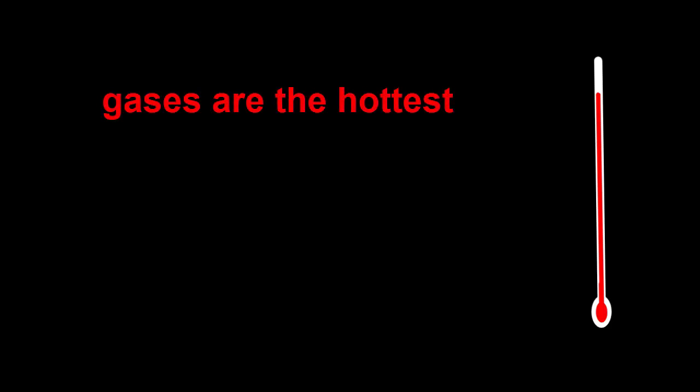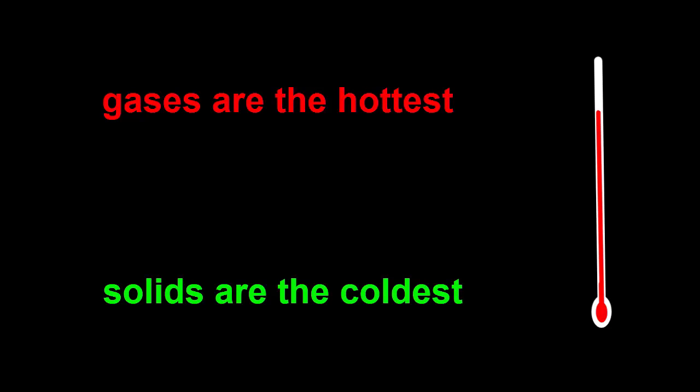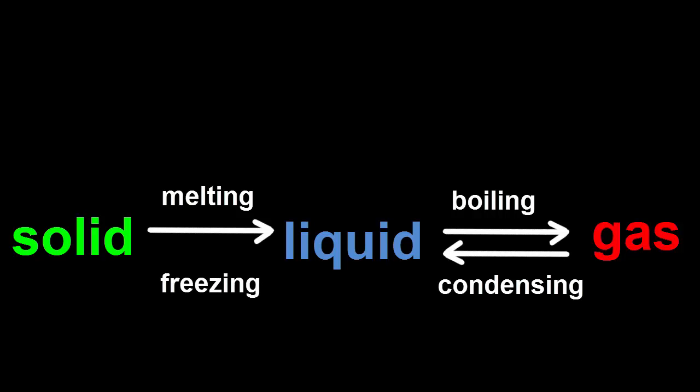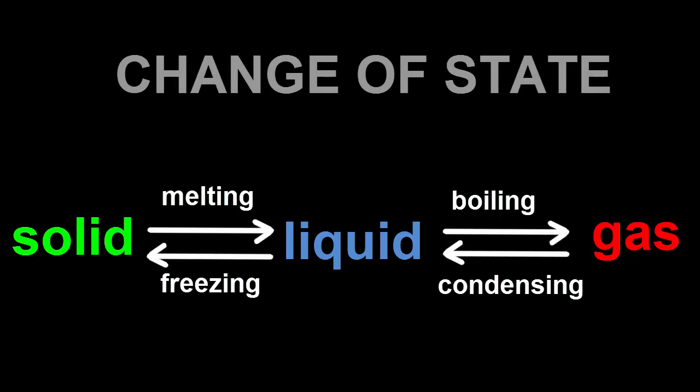Of all the states, we can see that gases are the hottest and that solids are the coldest. Melting from a solid to a liquid, boiling from a liquid to a gas, condensing from a gas to a liquid, and freezing from a liquid back into a solid are all examples of a change of state.